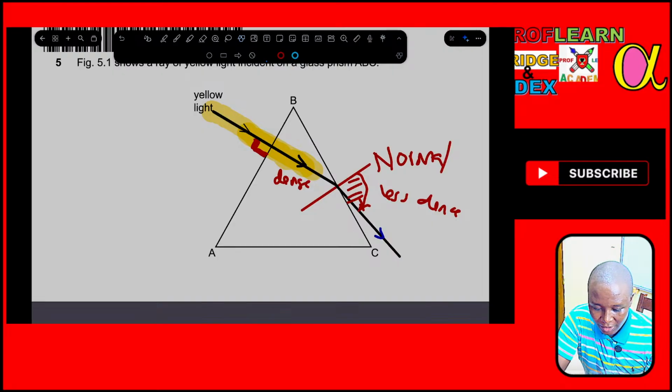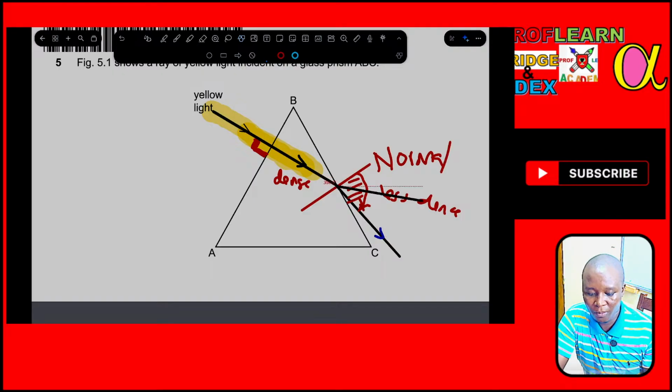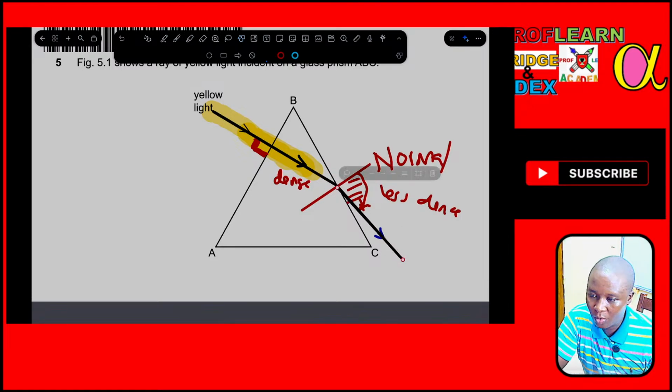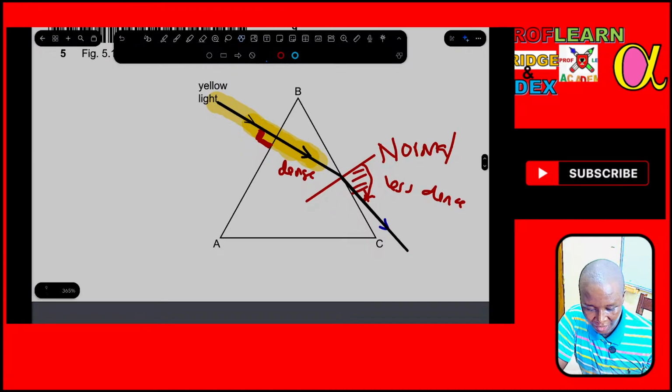But when this ray reaches this particular point, remember it's moving from a dense medium, which is glass, to less dense medium, which is air. So when a ray of light is moving from a dense medium to a less dense medium, it means it's going to bend away from the normal. So it will speed up and it bends away from the normal as shown here. Because the ray is moving from a dense to less dense medium, then the ray will speed up. And when a ray speeds up, it bends away from the normal. And then you are going to have your ray beautifully stated like that.